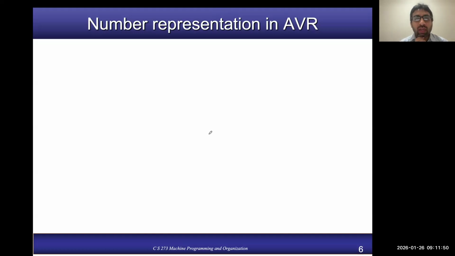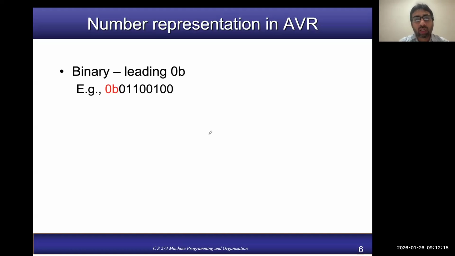Number representation in AVR. We have seen four different number systems: decimal, octal, binary, and hexadecimal. So how can we represent all these numbers when we're writing an assembly program for an AVR microcontroller? When we are specifying numbers in the program, we can specify whether that number is a binary number, an octal number, a hexadecimal number, or a decimal number.